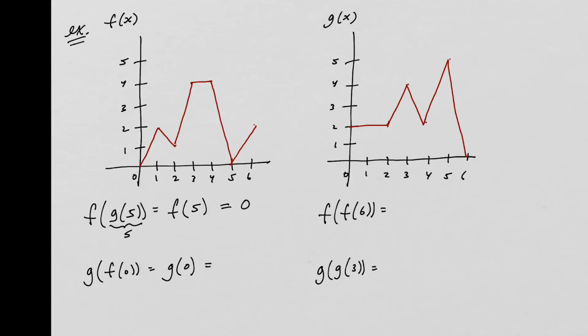Now I go to my g function, and if the input is 0, the output looks like it's 2. So this should be 2. So g of f of 0 is equal to 2. What about f of f of 6?